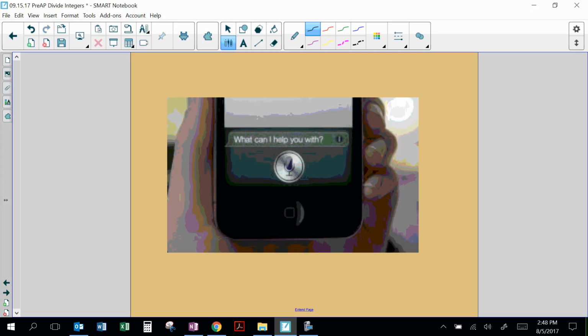If you own an iPhone, all iPhones have this feature. So let me play this.